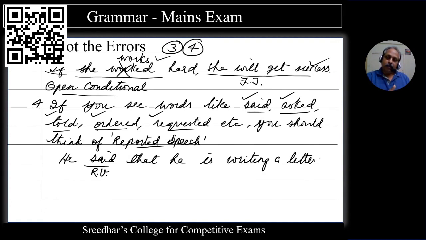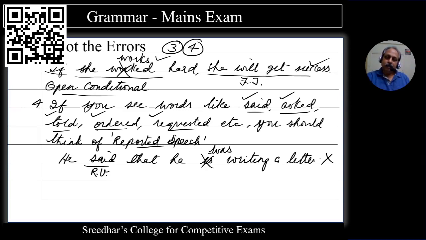So what is the actual statement? He said, inverted commas, I am writing a letter. I am writing a letter is present continuous, and it changes to past continuous. He said that he is writing a letter, then the sentence is not correct. He said that he was writing a letter. What is the reason? Present continuous changes to past continuous.